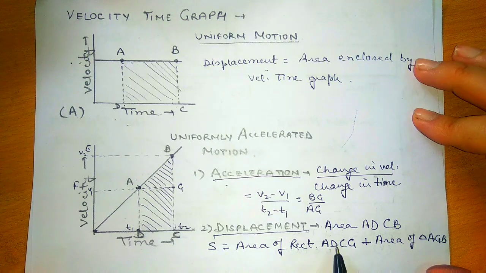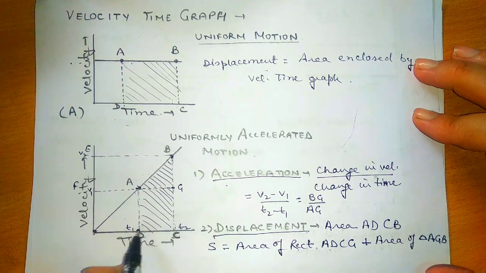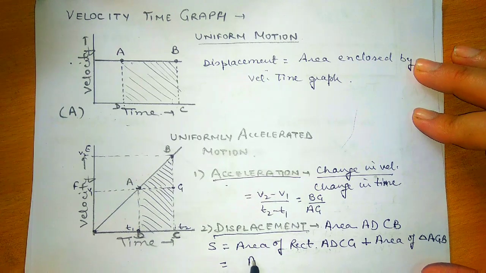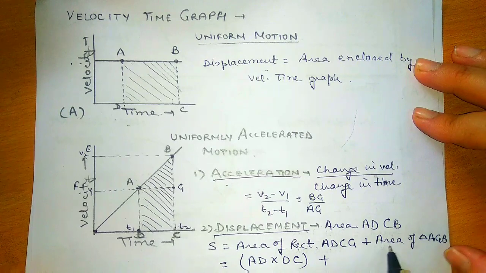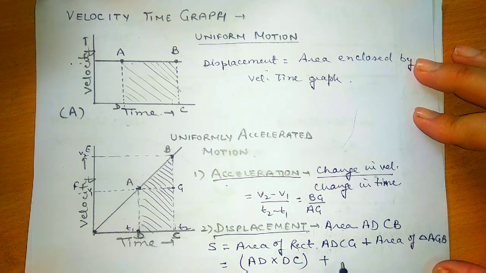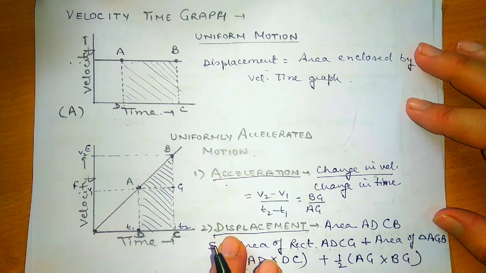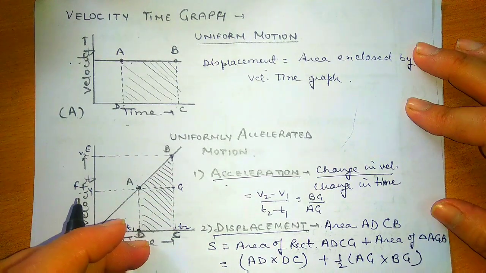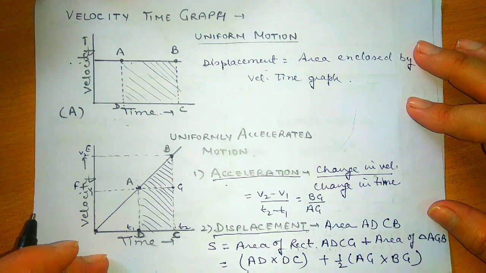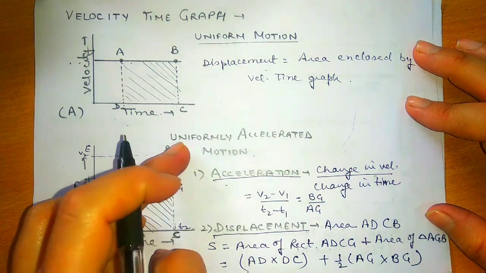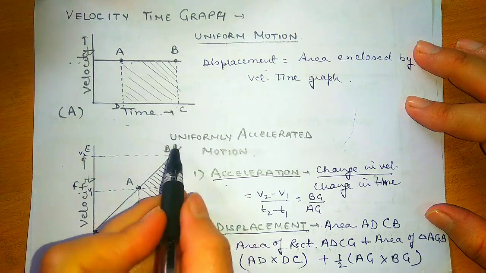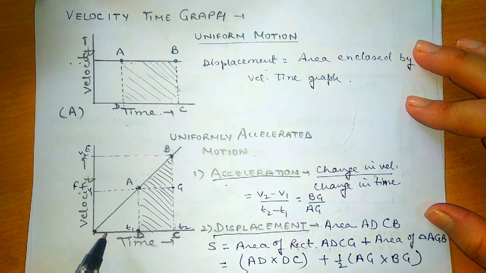What is the area of the rectangle? This is AD into DC. I can write AD into DC is the area of the rectangle, plus what is the area of the triangle? We know that it is half into base into height. So half, this base is AG, and height is BG. So putting these values, we can easily find the displacement value using this graph. So using graphs, we can calculate the acceleration and the magnitude of displacement if we have uniformly accelerated motion.